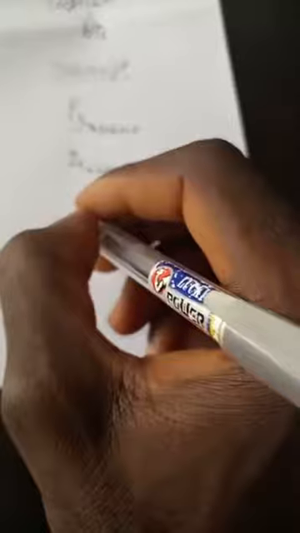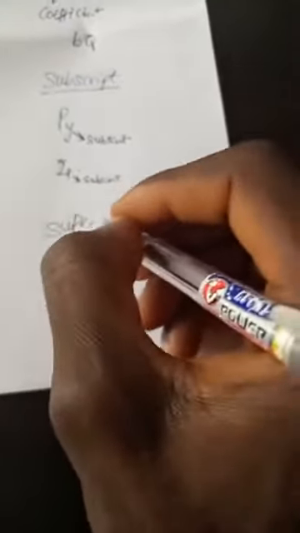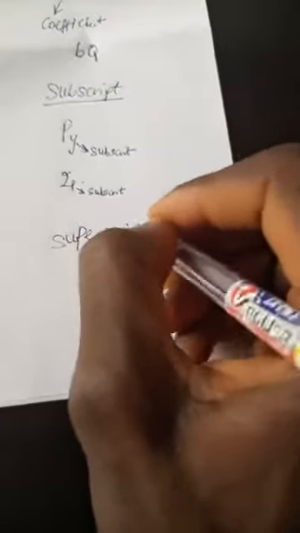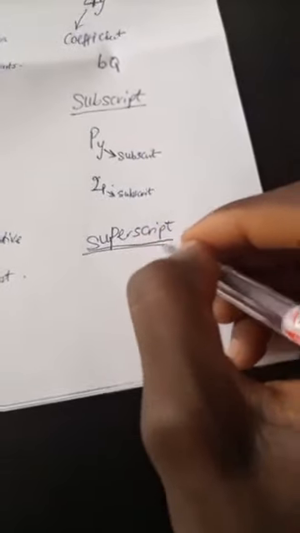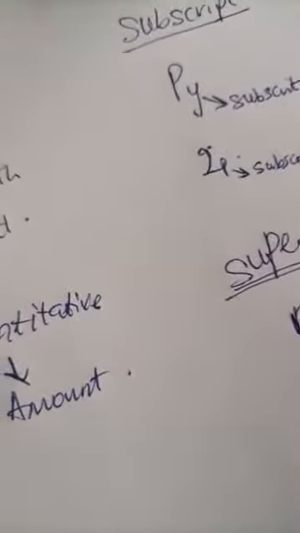Next, we'll be looking at superscript. Now, the superscript is a character that is set slightly above another character. This one is set slightly above another character. For example, we have P raised to the power of x. x in this case is the superscript.